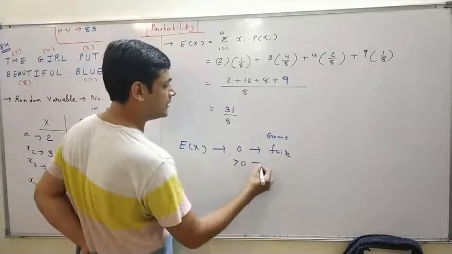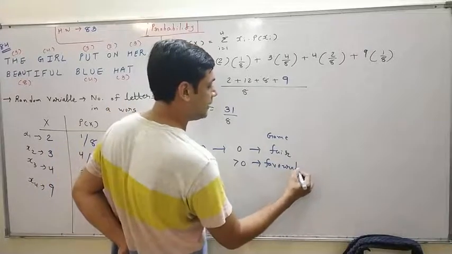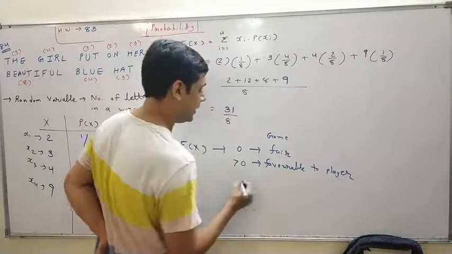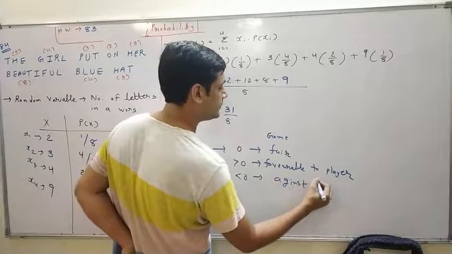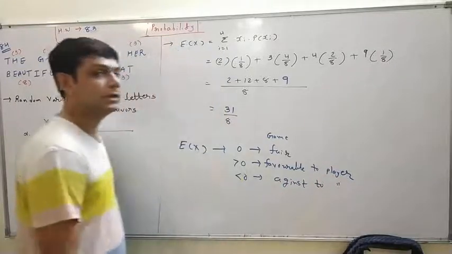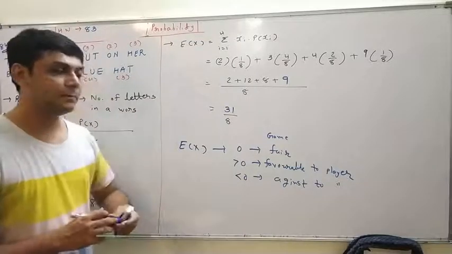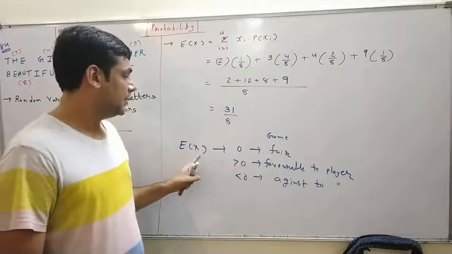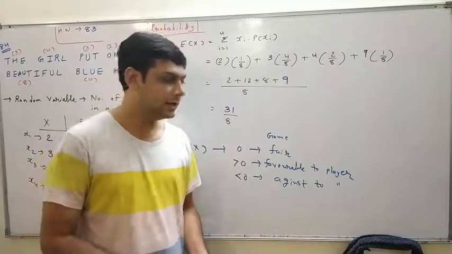If it is greater than 0, then it is favorable to the player. And when it is less than 0, it is against the player. This is not from the textbook, but this type of question does come. When mean is 0, game is fair. Mean is greater than 0, favorable to player. Mean is less than 0, against the player. Clear?